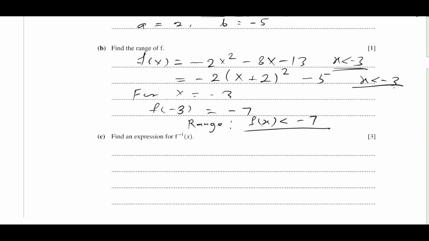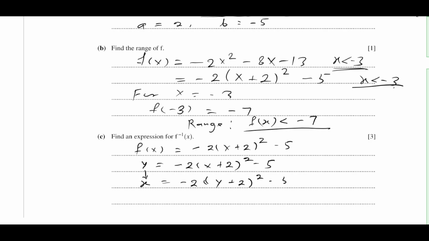Find an expression for f inverse x. Now we have to find f inverse x. So f(x) is minus 2 times (x plus 2) the whole squared minus 5. f(x) can be written as y. So y is minus 2 times (x plus 2) the whole squared minus 5. Now to find the inverse function, there are different ways. One way is that this y is replaced with x and the x is replaced with y, and I have to again express y in terms of x.